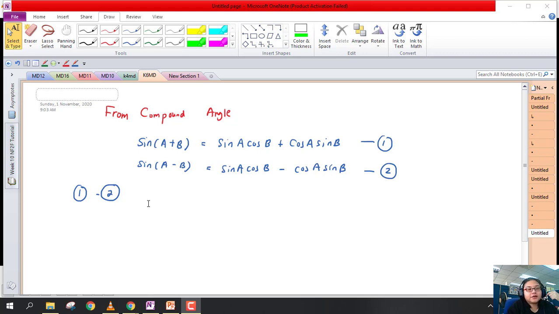From the compound angle, we can do some simultaneous equations. You will find that this is part of how we derive the factor formula. Firstly, let's say this is a compound angle involving sine A plus B and sine A minus B.